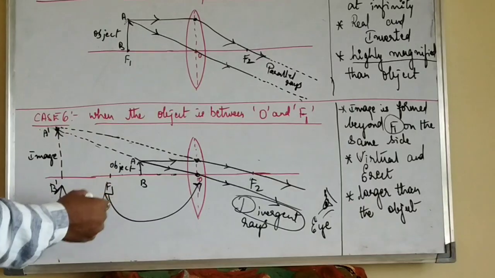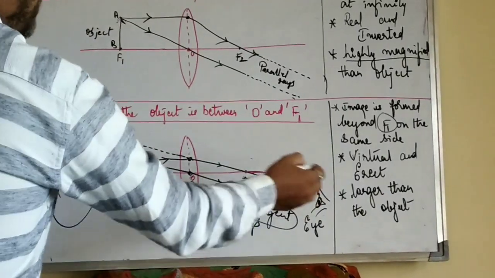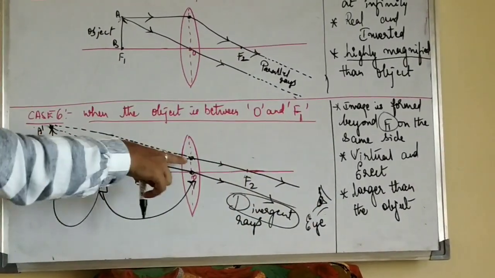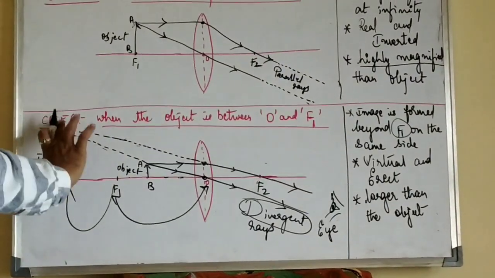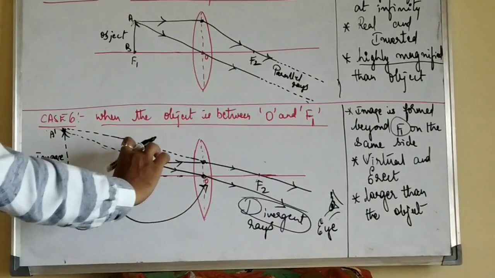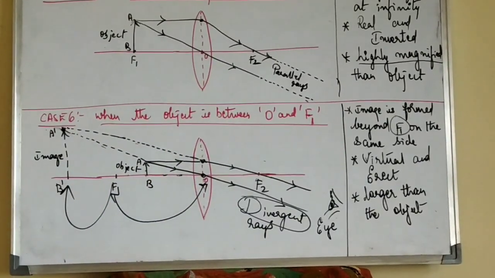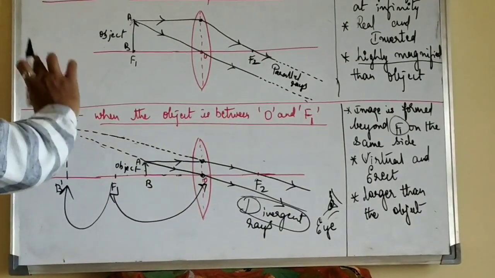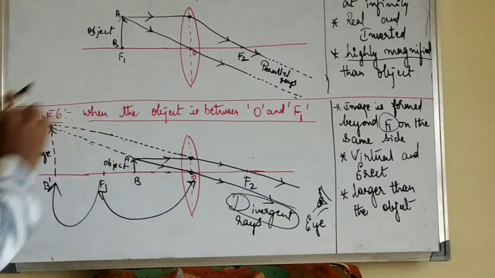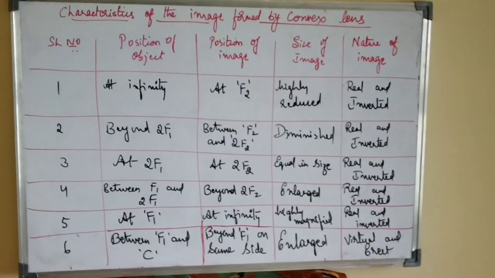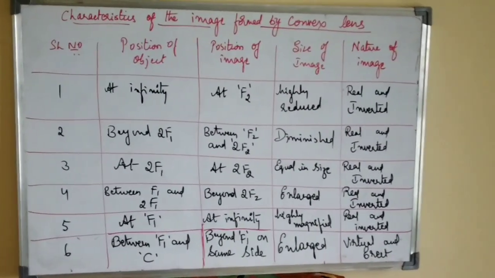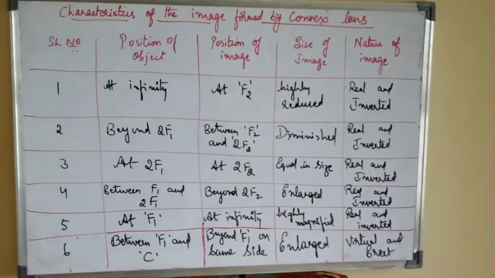Okay, the image is beyond F1. Now, the image is virtual, you can see, because it is behind the object. The image is virtual and erect. Okay, it is not inverted, it is erect. And the image is magnified, or the image is larger than the object. Okay, thank you. Now students, let us have the characteristics of the image formed by a convex lens.